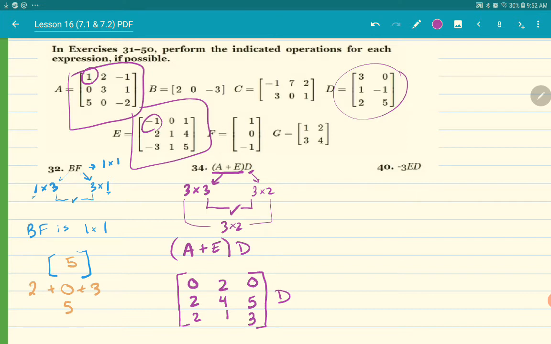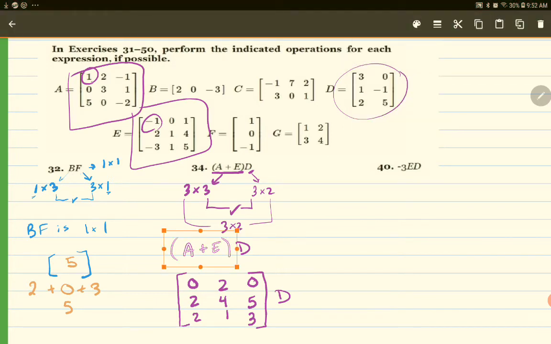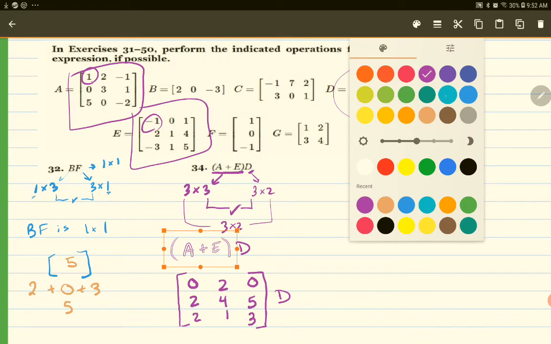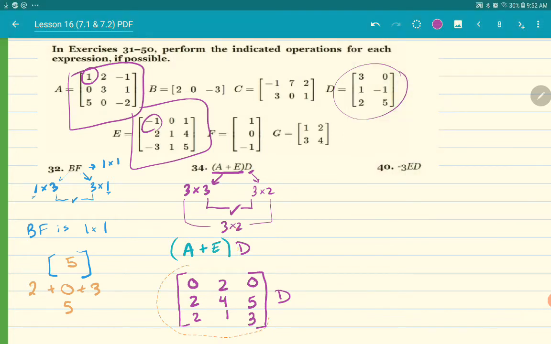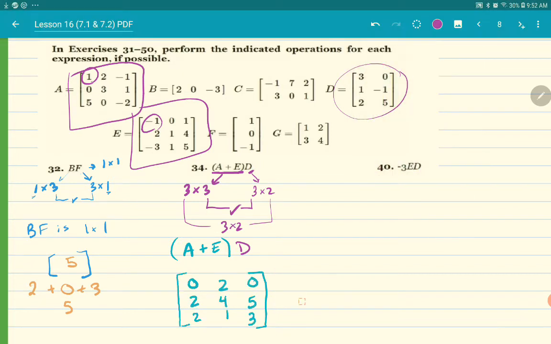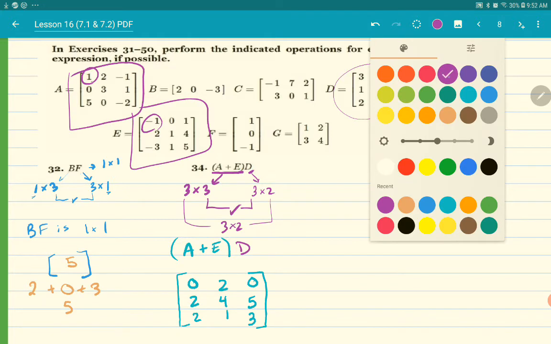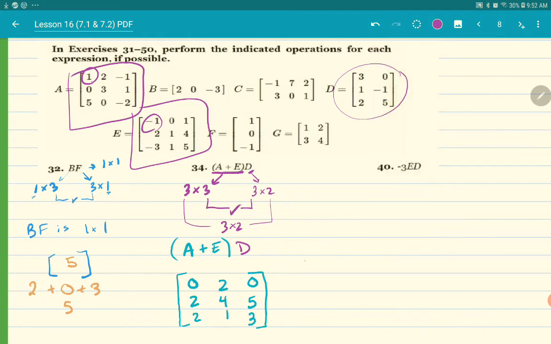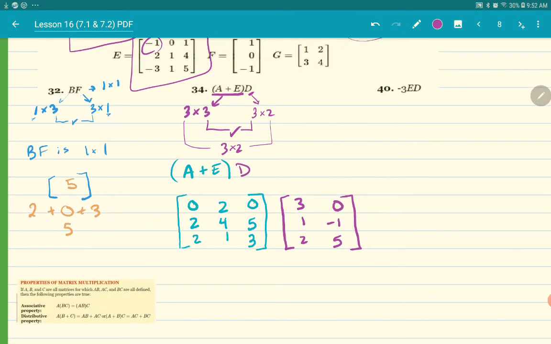I'm going to color code this. So my A plus E, let's do that in this light blue, is this part. And then I want to multiply it by D. So for D, I'm going to go ahead and write the matrix for D here. Whoops, in pen. Which is 3 by 2: 1, 2, 0, negative 1, 5. I really like to have them side by side because then I can do my finger pointing.